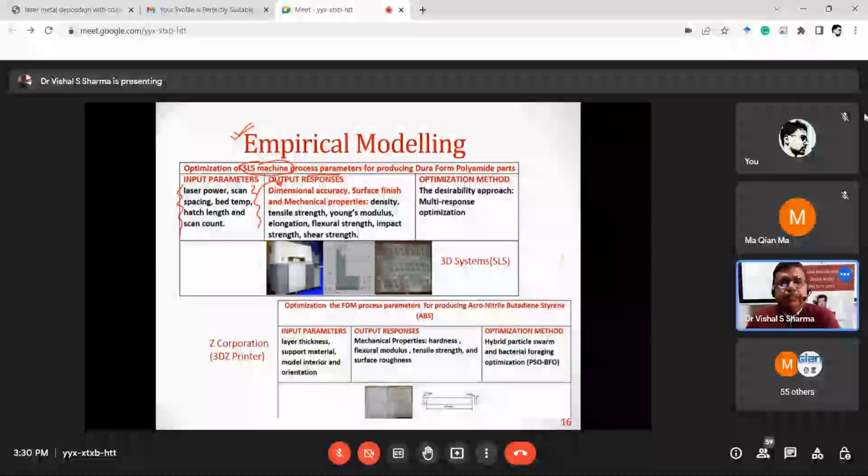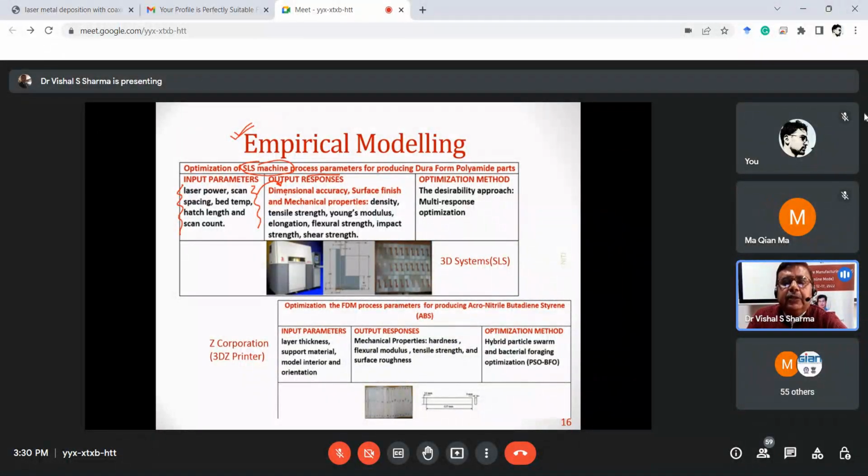In responses, we studied the dimensional accuracy, surface finish, and finally we optimized various parameters. A similar study we performed on an FDM machine by changing the process parameters and seeing how the part quality behaves. So this is what we have been doing. For optimization, we used the conventional methods. We are also using evolutionary algorithm methods and AI techniques for optimization.